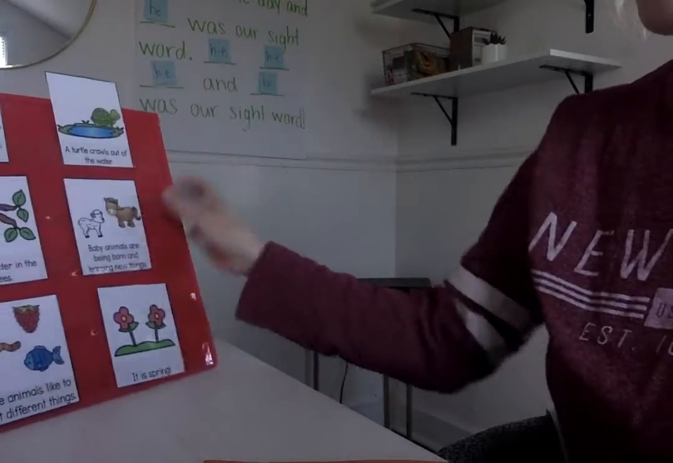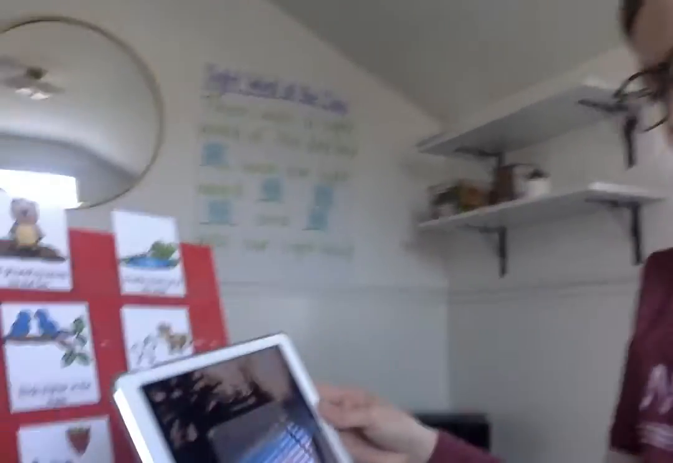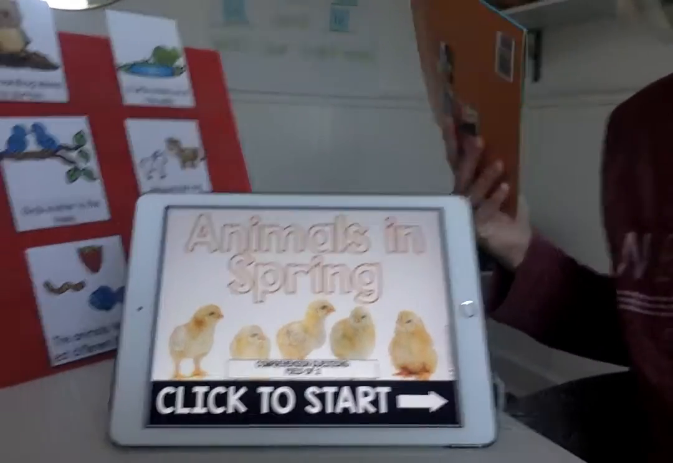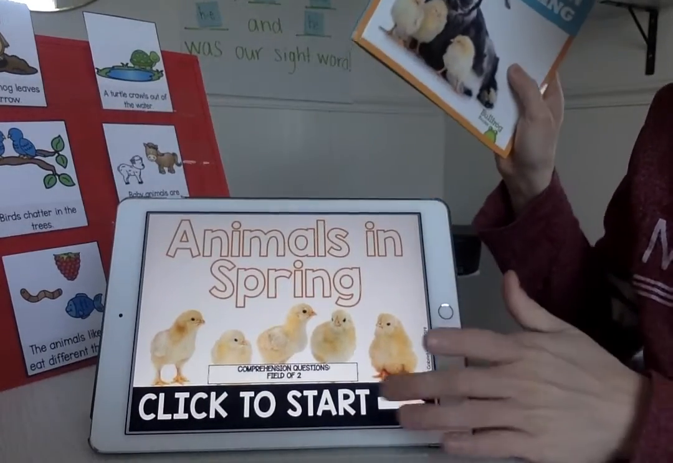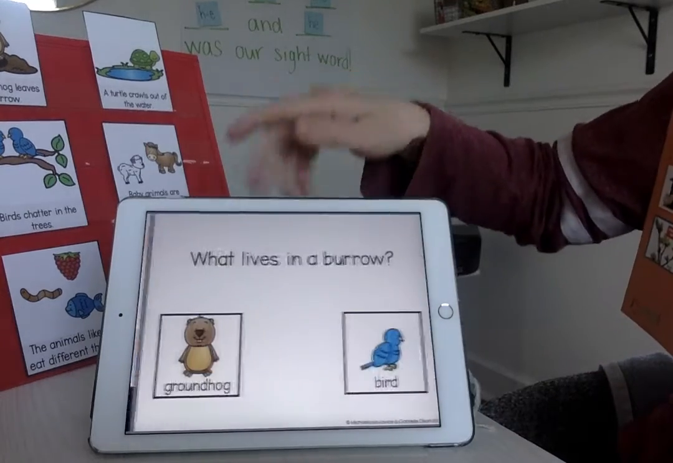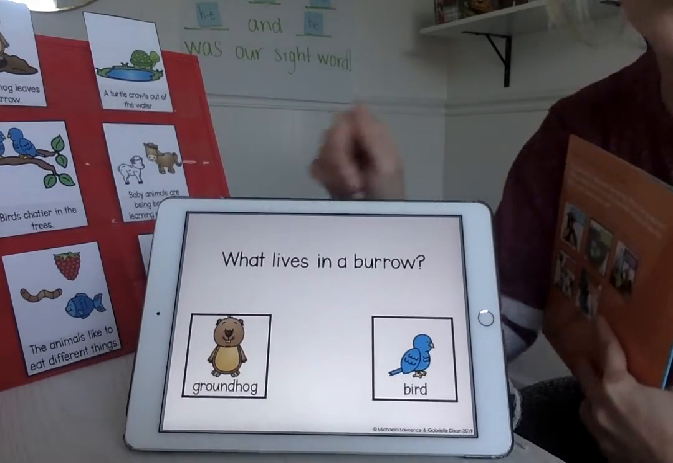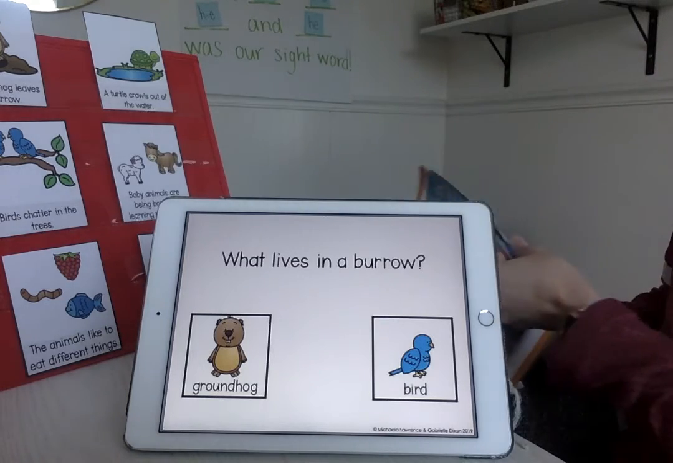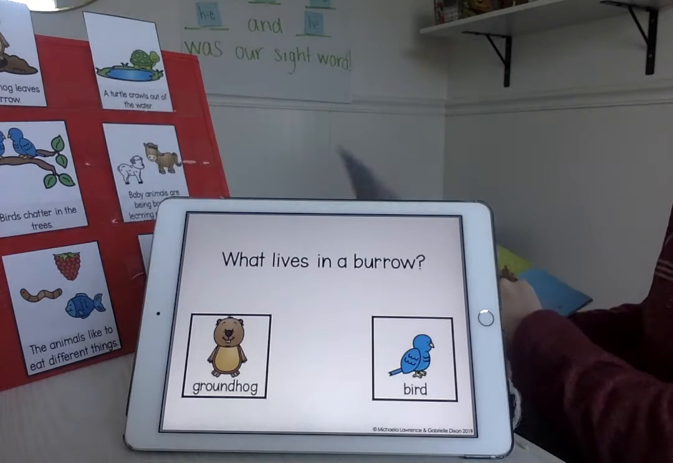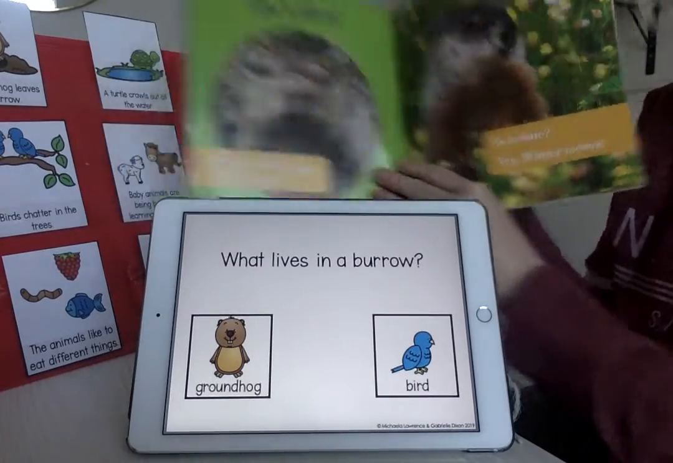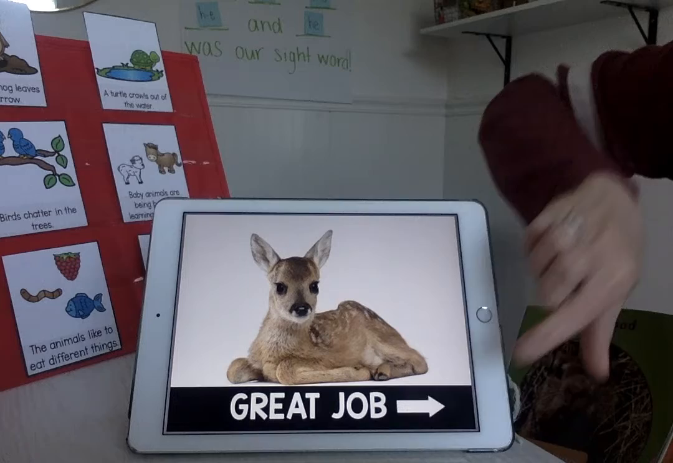Awesome. Okay, so now we're going to go ahead and answer some questions about the story, okay? And we'll use the pictures to help us if we need them. All right, so the first question. What lives in a burrow? So what lived in the burrow? The groundhog or the bird? Yes, the groundhog lived in the burrow.